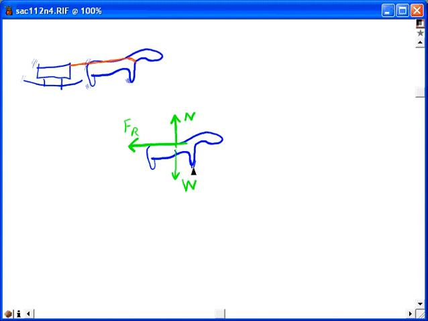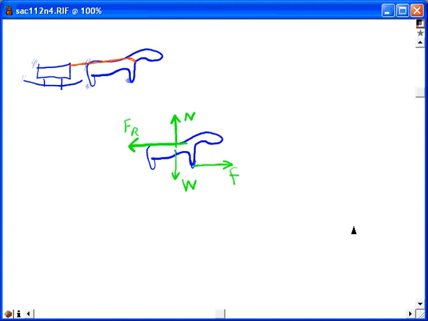Okay, now there's one more. This horse, in pulling the sleigh forward, is going to be pushing the ground backward. In fact, if there's some pebbles on the ground there, you'll actually see them move backward. And in response to that, the ground is going to be pushing forward on the horse. That's referred to as a reaction force, or I'm going to call it lowercase f for the frictional force.